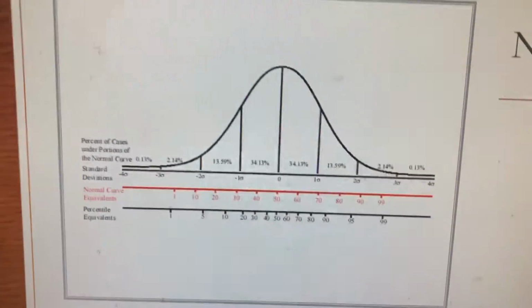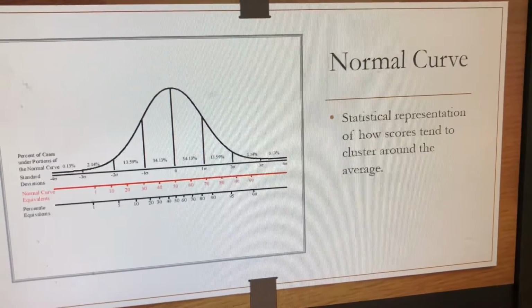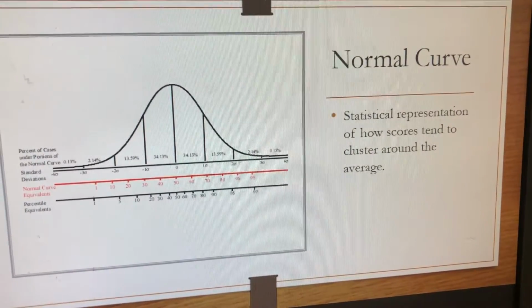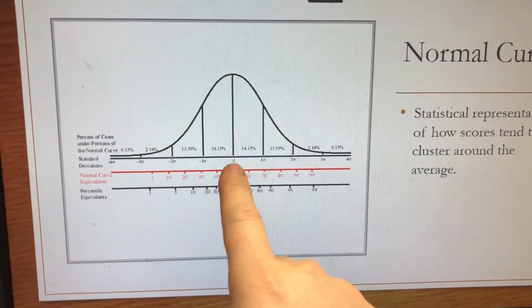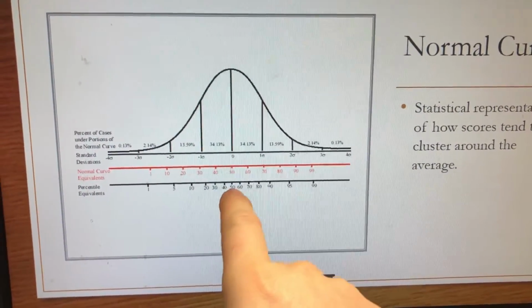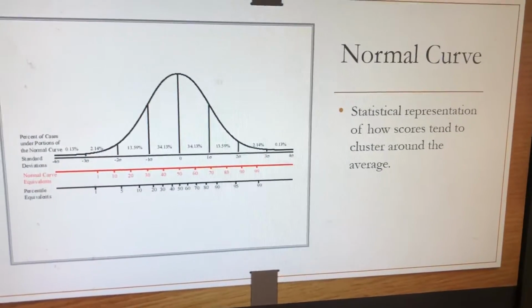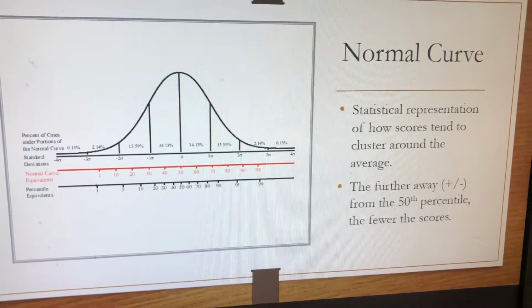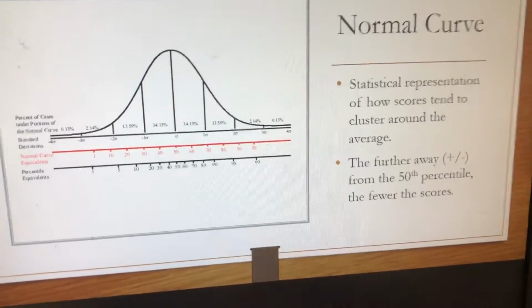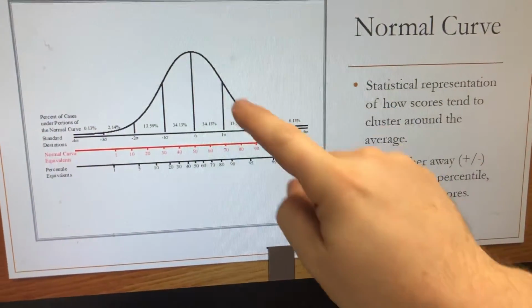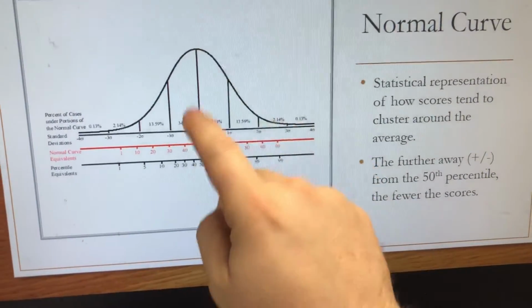So this is a normal curve. We've seen this before, the distribution of scores that are common, a statistical representation of how scores tend to cluster around the average. So we look here, this is the average, 50th percentile, right there in the middle. Ignore the other numbers for now, we'll talk about them next. The further away you get from the 50th percentile, the fewer the scores. If you think about it this way, the higher it is vertically, the more frequent those scores are. So a lot of people are scoring around the 50th percentile.